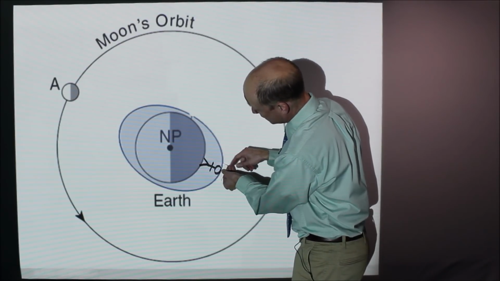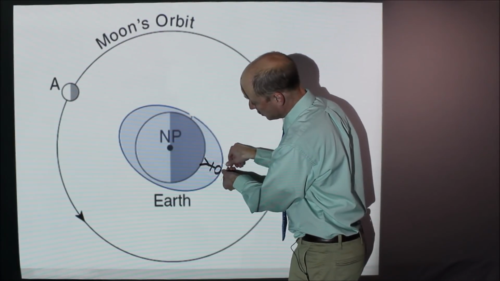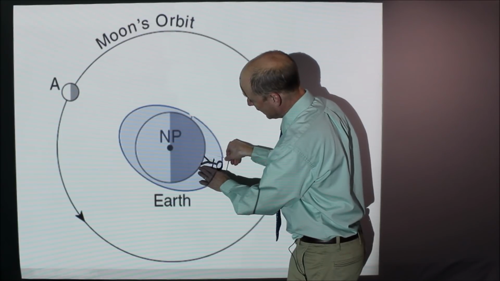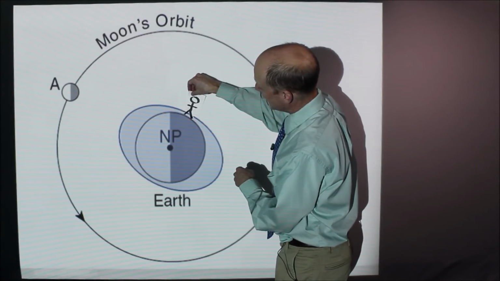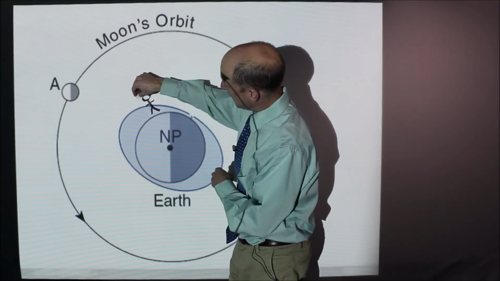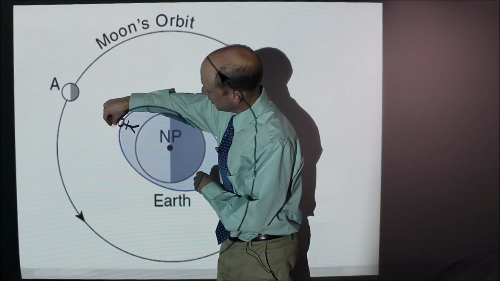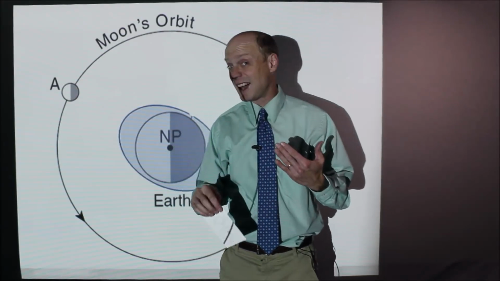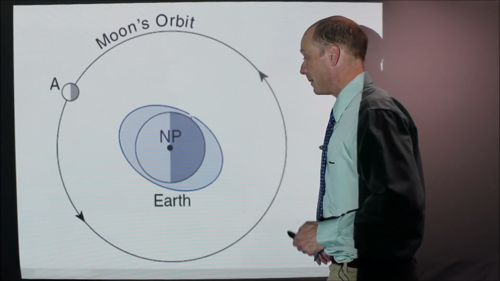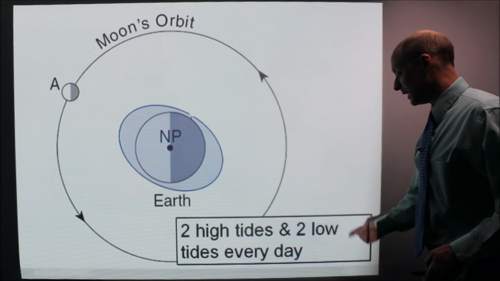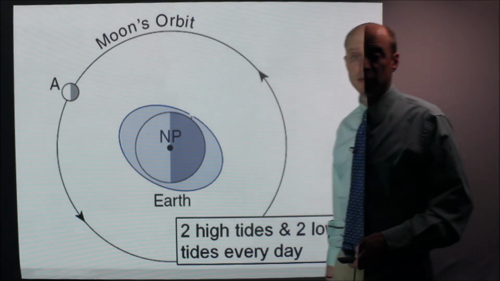So 12 hours later, now this is midnight, 12 hours after you started, you experience a high tide again. And then the tide looks to be going out. Now it's 6 a.m. the next day, and then 6 hours later, you're back here experiencing a high tide again. So that's how it works. I really like to show that to demonstrate that. So you get 2 high tides and 2 low tides every day.